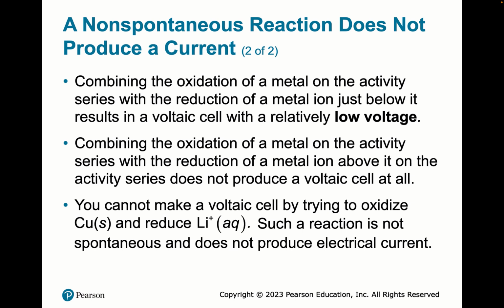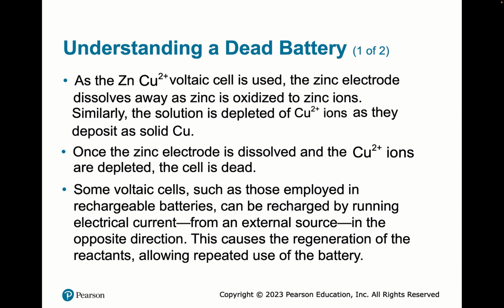If the activity of the metals are really close to each other, then you're going to get a relatively low voltage. But if you have a big difference, you will have a relatively high voltage. But these are still relatively low. By using raw elements, you're not going to get a battery with higher than, say, 6 volts. To get higher ones, you have to use tricks like putting them in series.